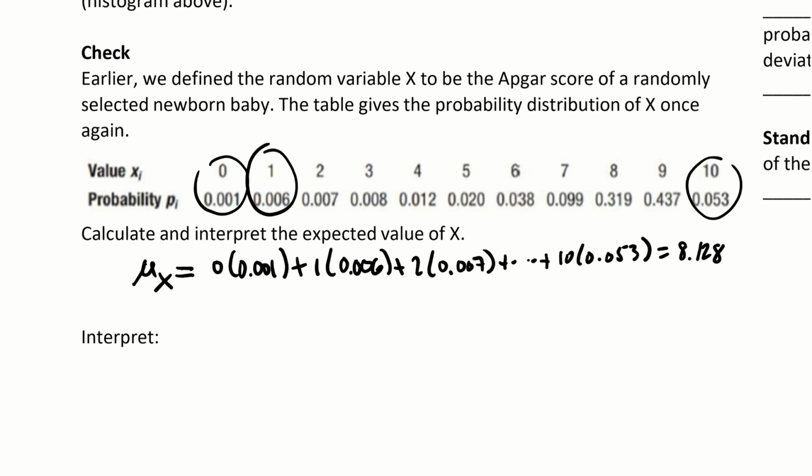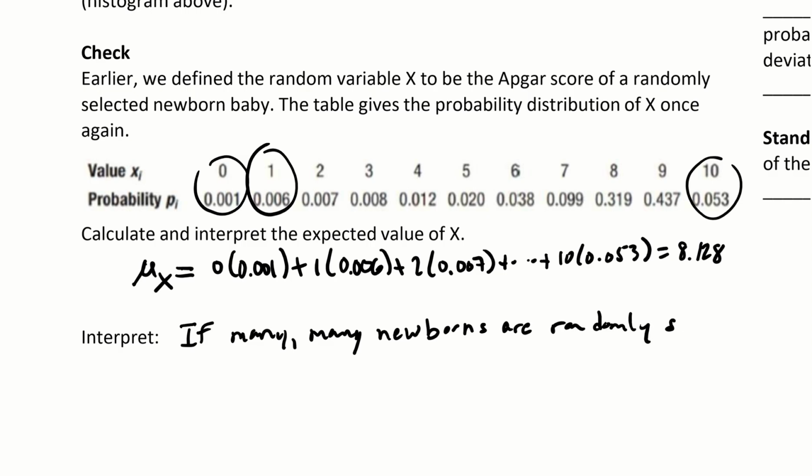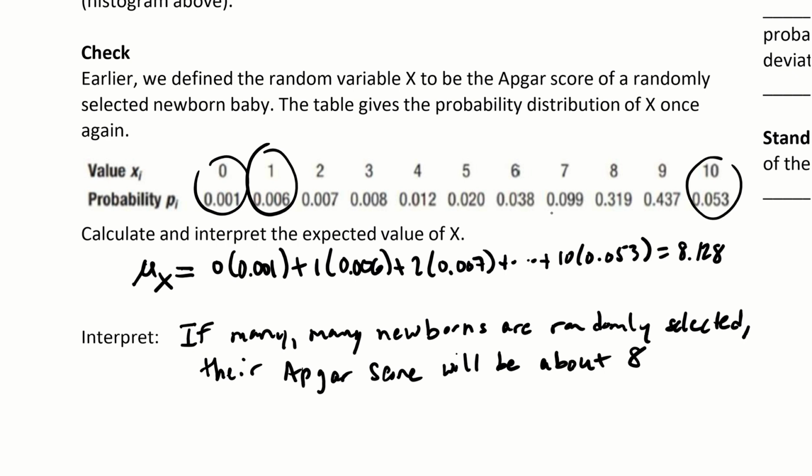If we want to interpret this, we would say, using the first method, if many newborns are randomly selected, their Apgar scores will be about 8.128.